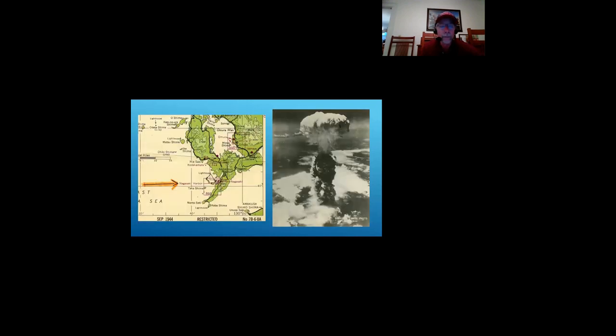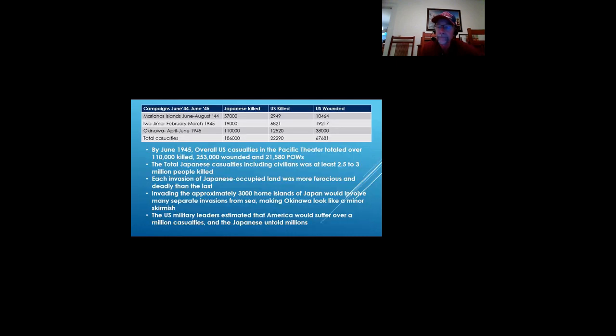These are maps. This is a map that my father's group made of the Nagasaki attack. And he brought back the strike photo of the atomic blast over Nagasaki. And by June 1945, the casualties in the Pacific were so horrific that the atomic bomb was developed to end the war sooner.